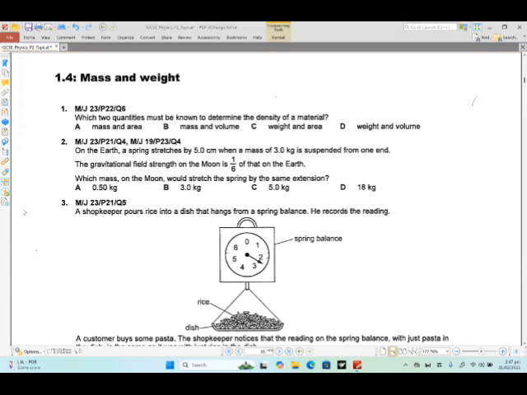All right, let's begin. Mass and weight. Question number one. Which two quantities must be known to determine the density of the material? The formula for density is density equal to mass per volume. So it would be B option.